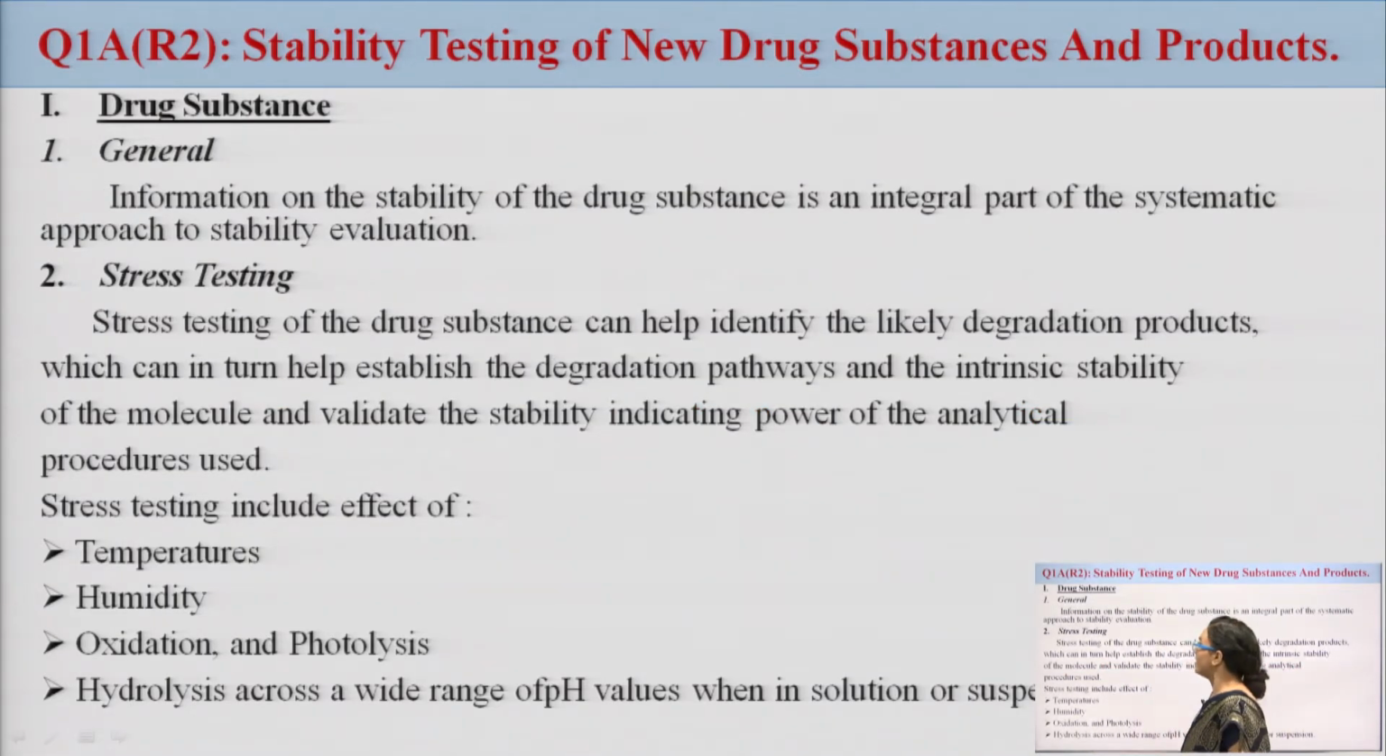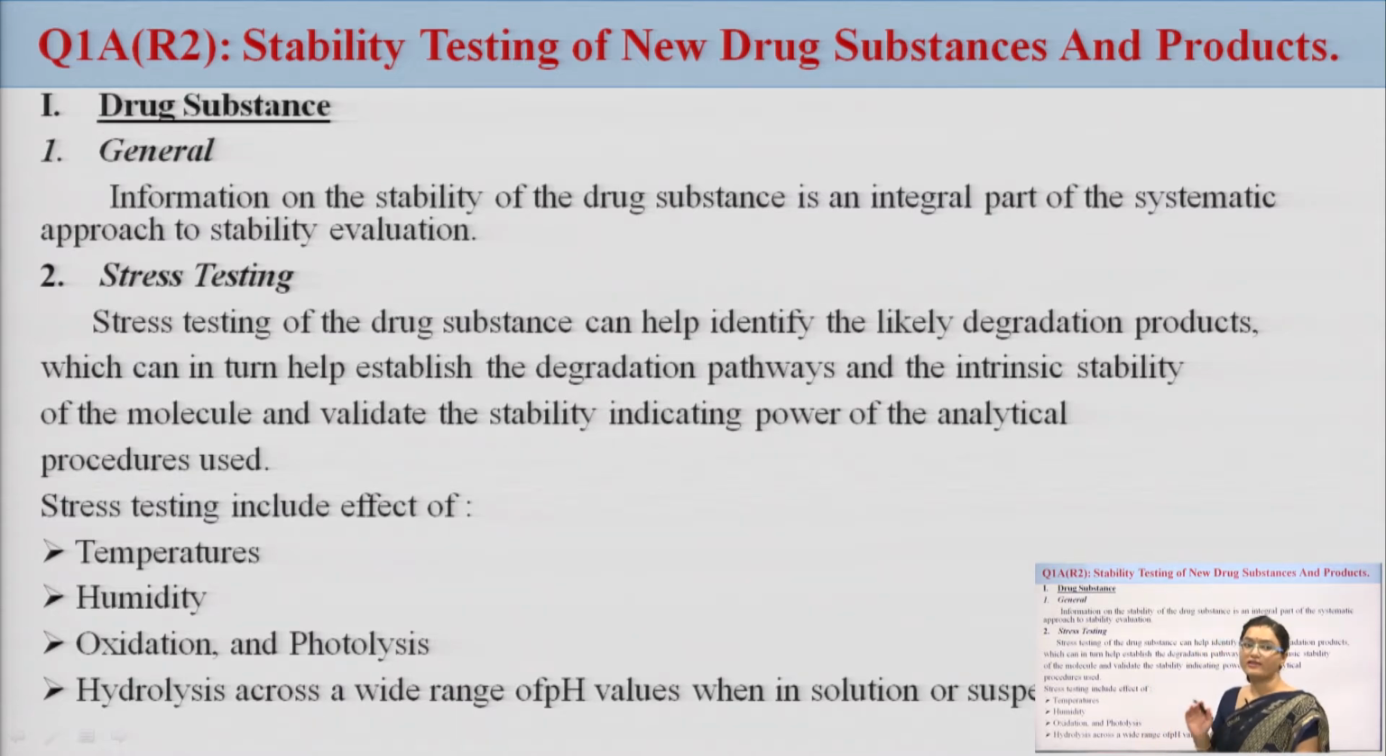Okay, so let us discuss Q1A R2 guideline. This guideline is for stability testing of new drug substances and product. This guideline provides information on stability of drug product and drug substances on various conditions. So, here we will discuss stress testing.